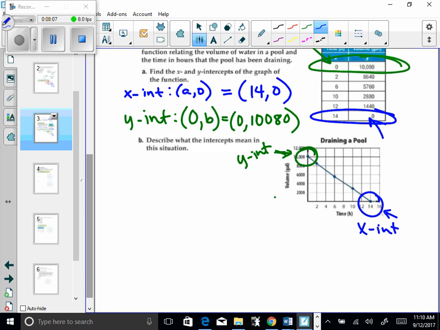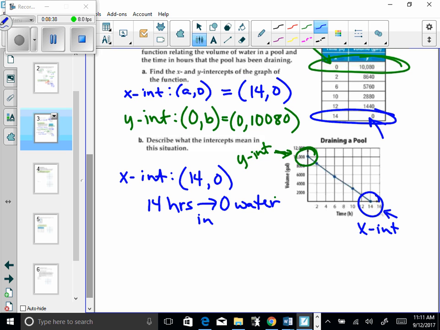So the x-intercept, we'll notice the x-coordinate is the time and the y-coordinate is the volume of water. So if our x-intercept is 14, 0, it says at time 14 hours, there is 0 water in the pool, which means it's fully drained.